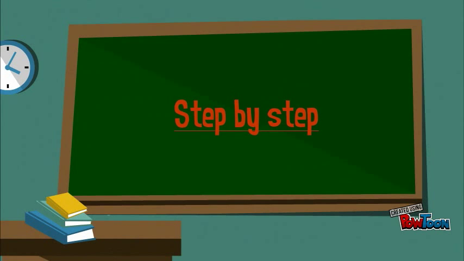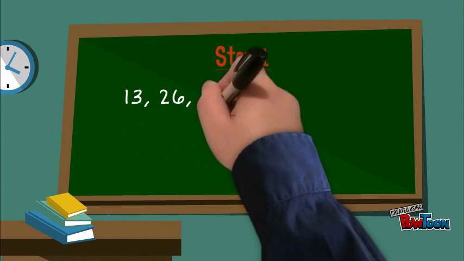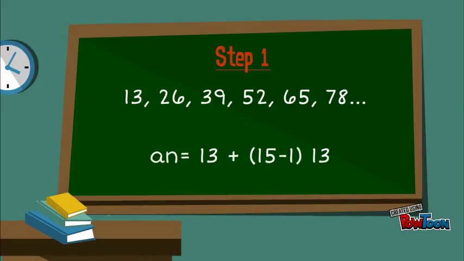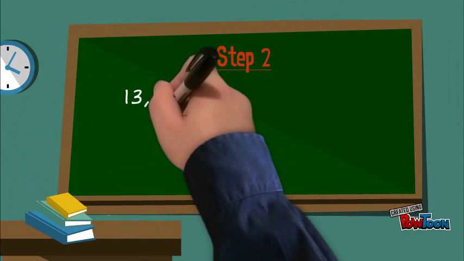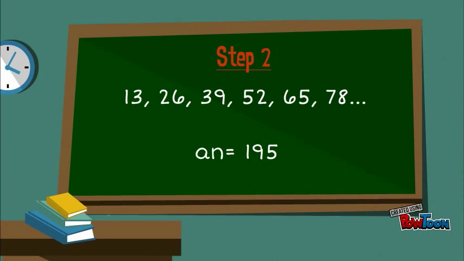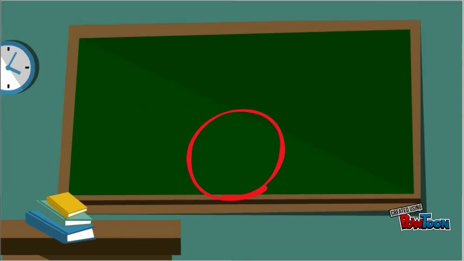Now let's do an example step by step. In the following sequence, we will try to find the number 15. First, substitute the formula with data from the sequence. Now that we substituted the formula, we have to solve it. The result of the formula is our answer, which is the term number 15 in the sequence.